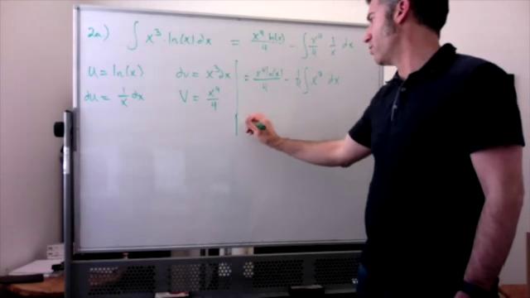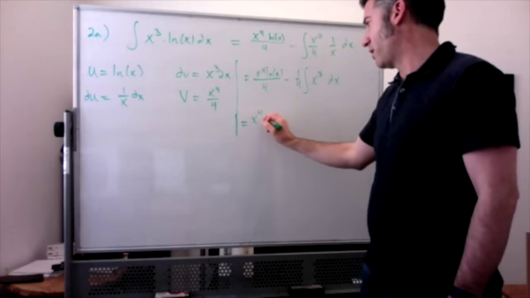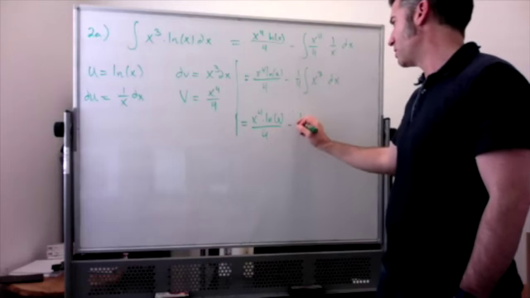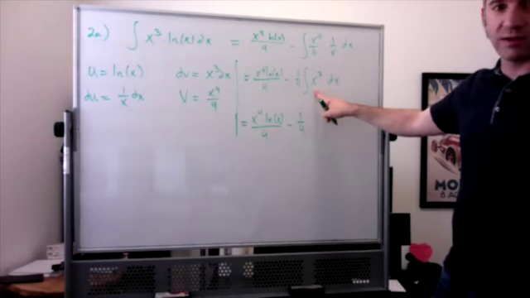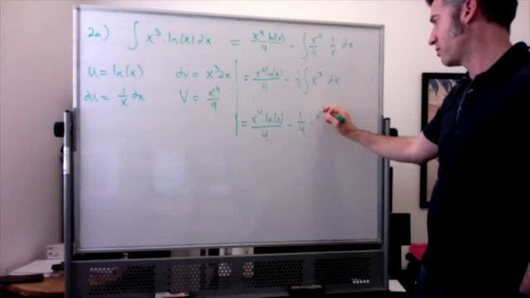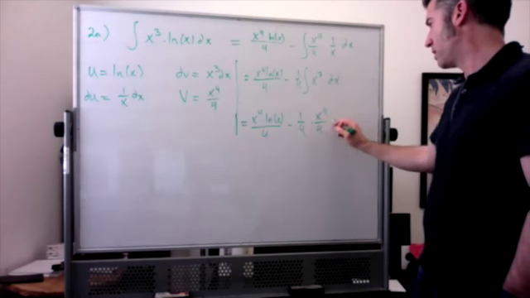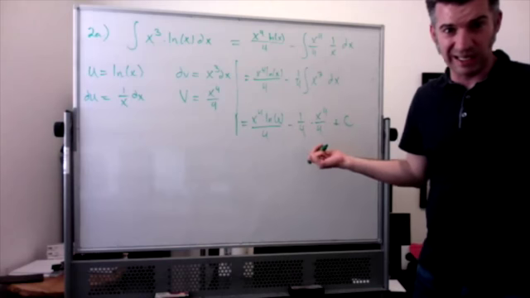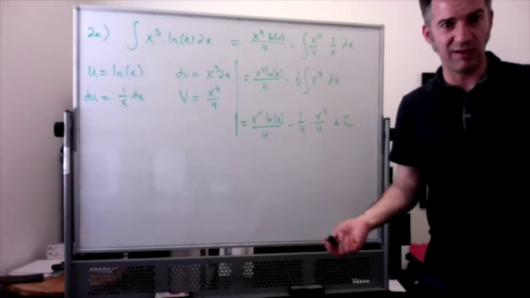And then we'll get x to the 4th times the natural log of x over 4 minus 1/4 the integral of x to the 3rd, which is x to the 4th over 4 plus c. And you might rewrite this as x to the 4th over 16, right? But that's probably not the big deal here.